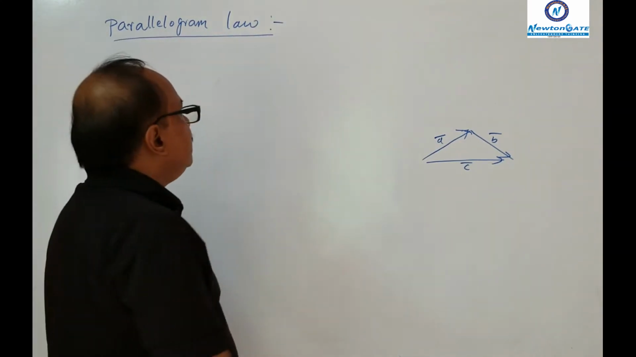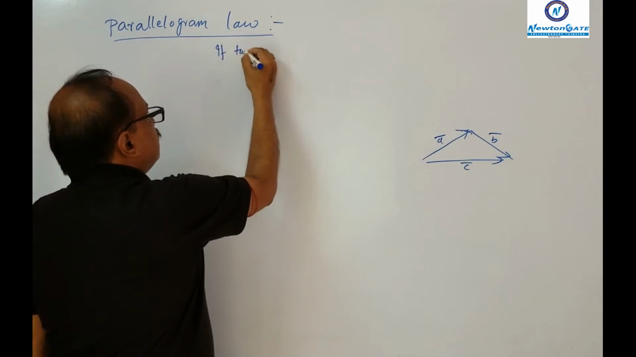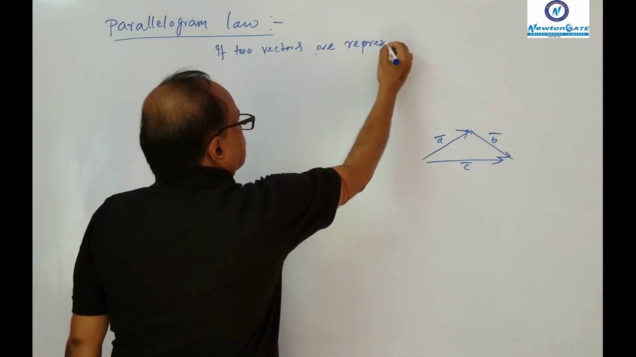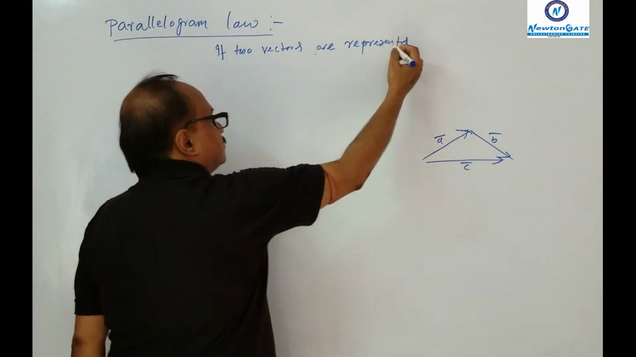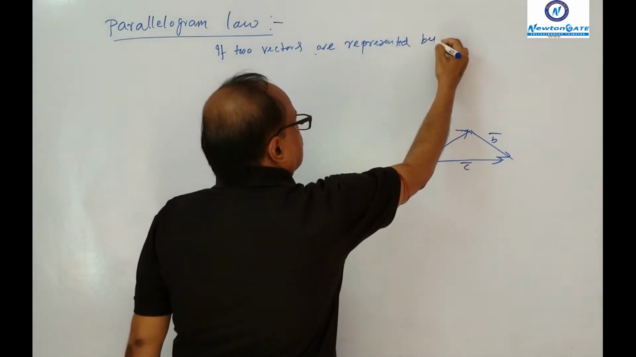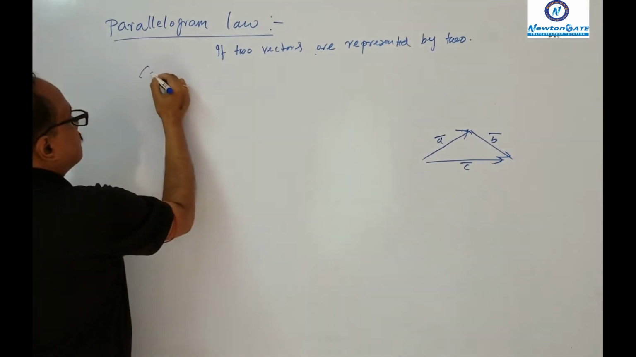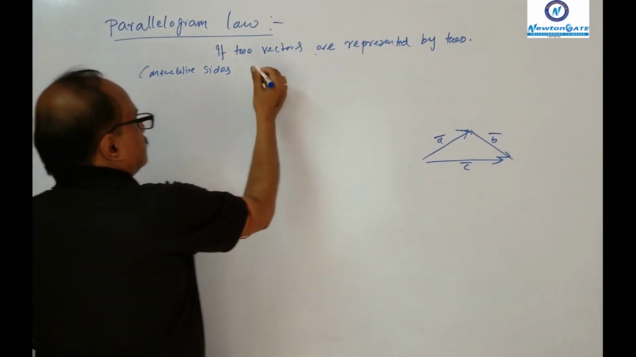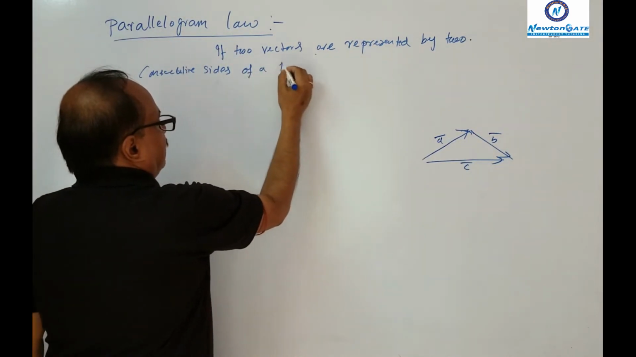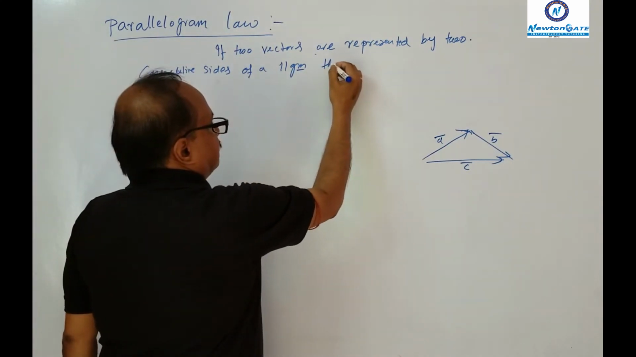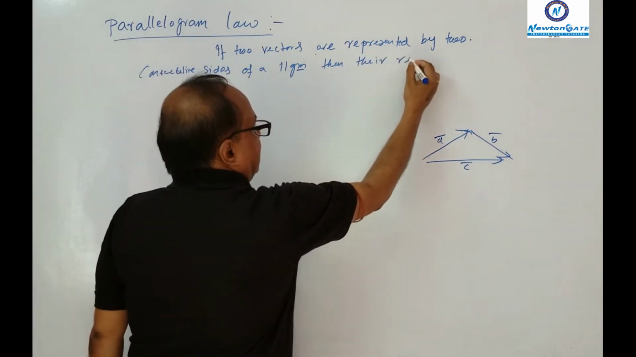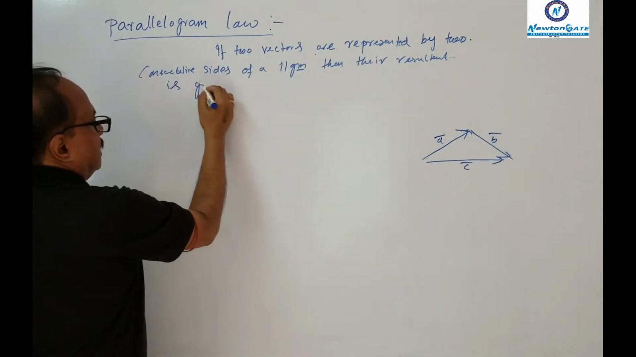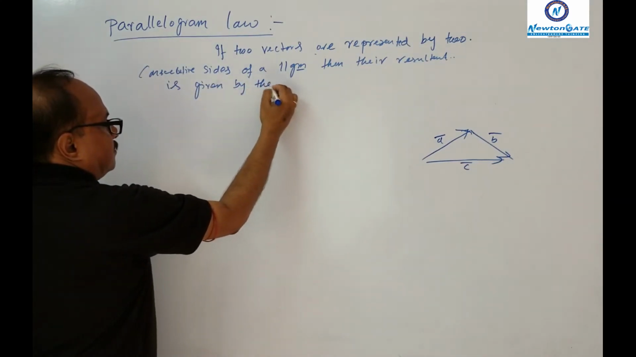Parallelogram law says that if two vectors are represented by two consecutive sides of a parallelogram, then their resultant is given by the diagonal of it.